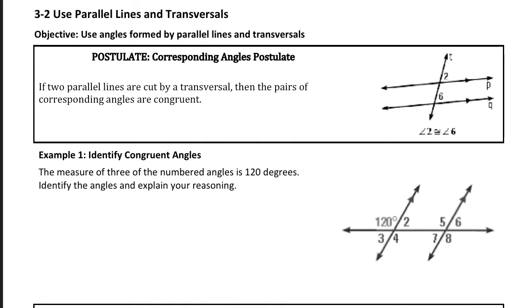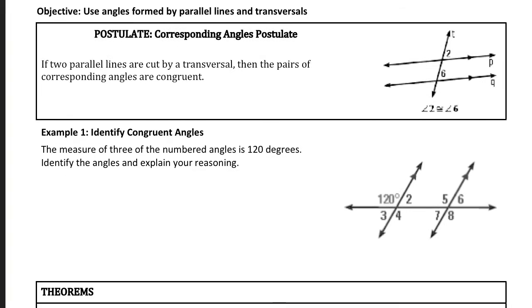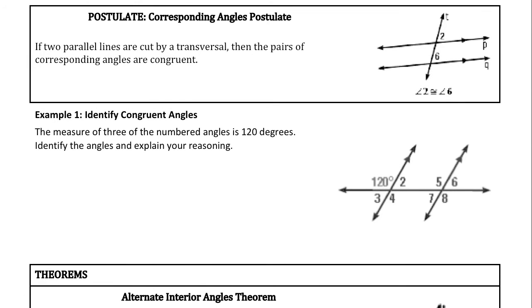Okay, so we are on to Unit 3, Lesson 2. In this lesson, we're going to use angles formed by parallel lines and transversals. We talked about the relationships and naming them in the last lesson. In this lesson, we're going to apply those relationships to when we have two parallel lines being cut by a transversal. So the first thing, we talked about corresponding angles.